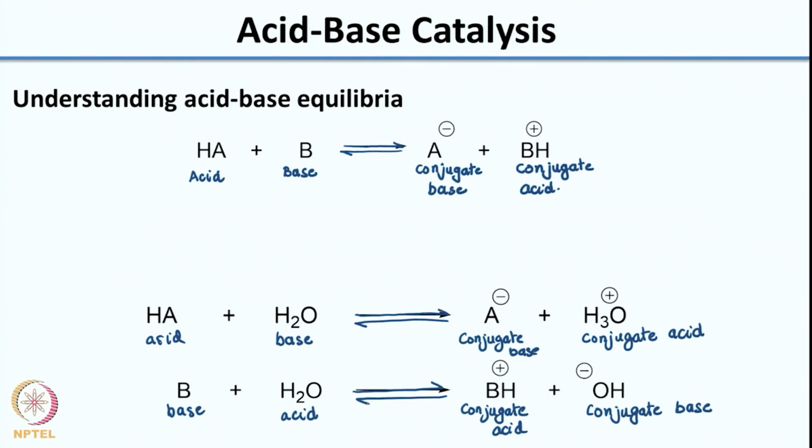Now, whenever you have multiple acids or bases in a media, the relative acidity or basicity is very important, because as you see, if you look at this equation, on the left side you have an acid, on the right side you have an acid. So, then which acid will give a proton will depend on which is the stronger acid. So, you need to have an understanding of acid strength.